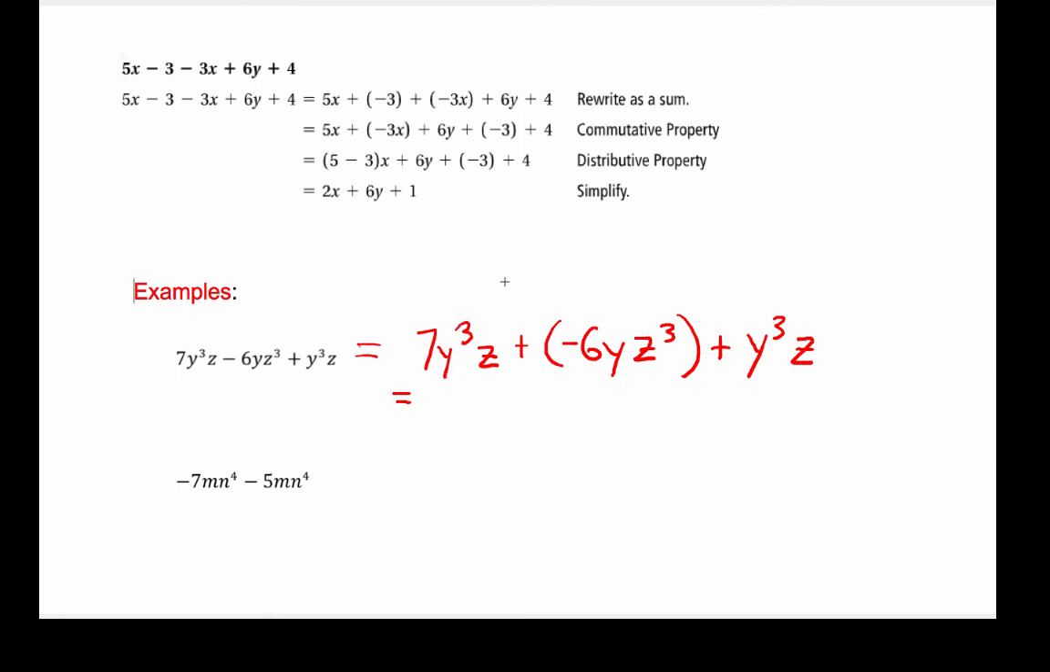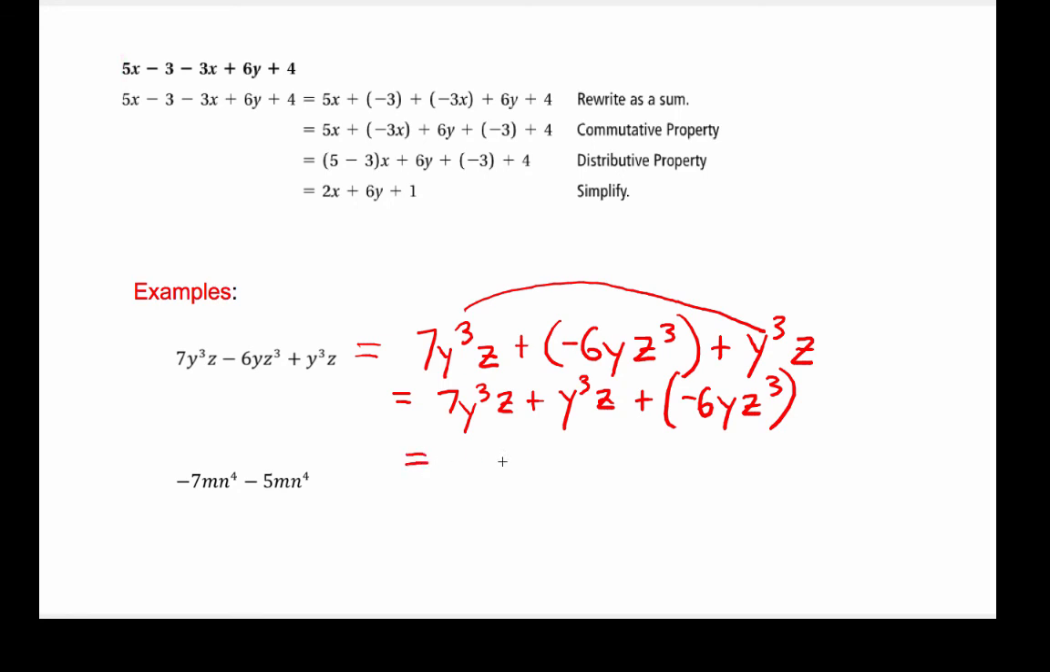Our 2 like terms in this expression are these 2 right here. So we will move them next to each other. And we will slide this other term over here. And now that we have our like terms next to each other, 7y cubed z plus y cubed z, we're going to combine those 2.